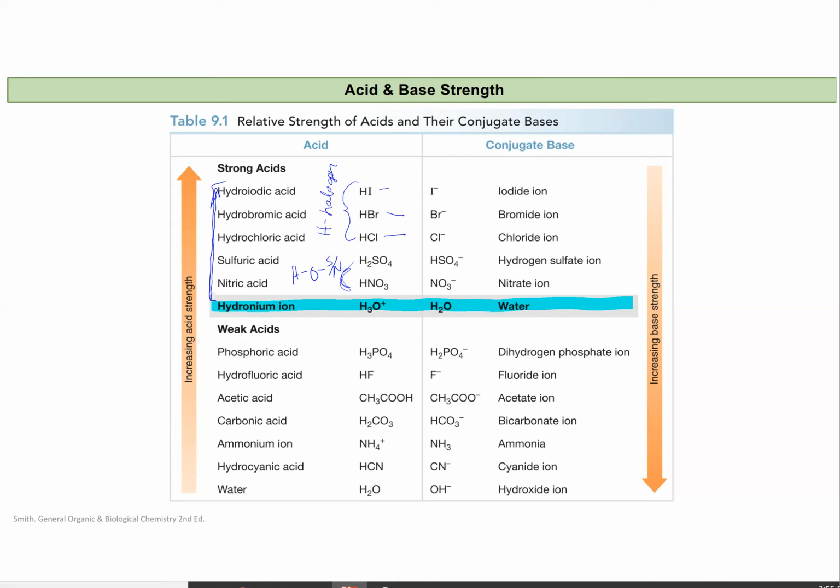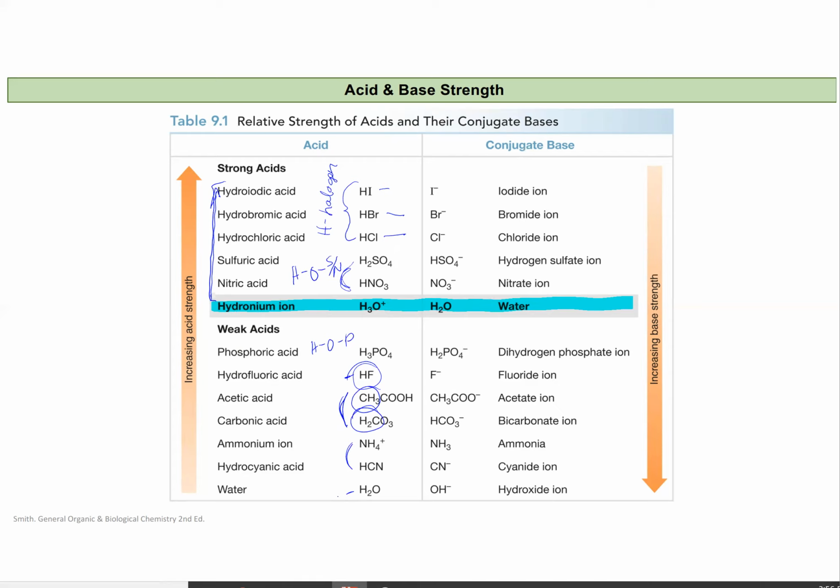Below that, we have what we consider weak acids. These are things like phosphoric acid, which is similar to sulfuric and nitric acid, a hydrogen bonded to an oxygen bonded to a phosphorus. Hydrofluoric acid looks a lot like our hydrogen bonded to a halogen, and this is our one halogen that forms a weak acid. And then we have carbonic and acetic acid, which are our organic acids, meaning that they incorporate carbons and hydrogens.